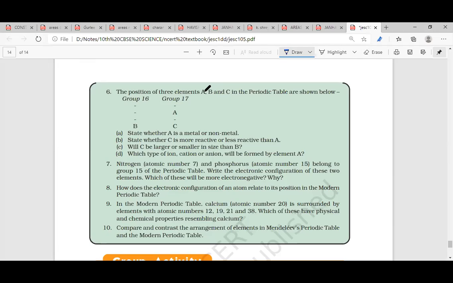Clear? And with an example, you can explain this. How was this for 3 marks? It's just an example you can give, no? So first write down the period number, and then the group number as the second point. Then the third one is the example. Clear?